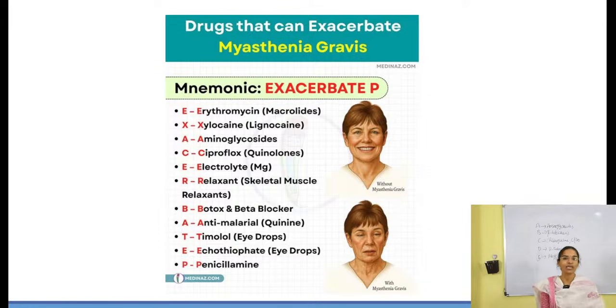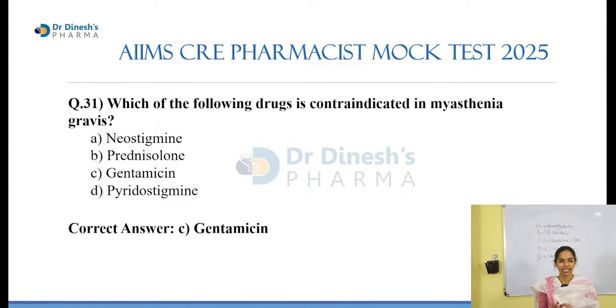Coming to neostigmine. Is there any relation between neostigmine and myasthenia gravis? Yes, definitely, neostigmine is the drug used in the treatment of myasthenia gravis, because neostigmine is a cholinesterase inhibitor. It is an anticholinesterase. So it will prevent the breakdown of acetylcholine and make acetylcholine more available at the neuromuscular junction. Both neostigmine and pyridostigmine are the drugs of choice in myasthenia gravis.